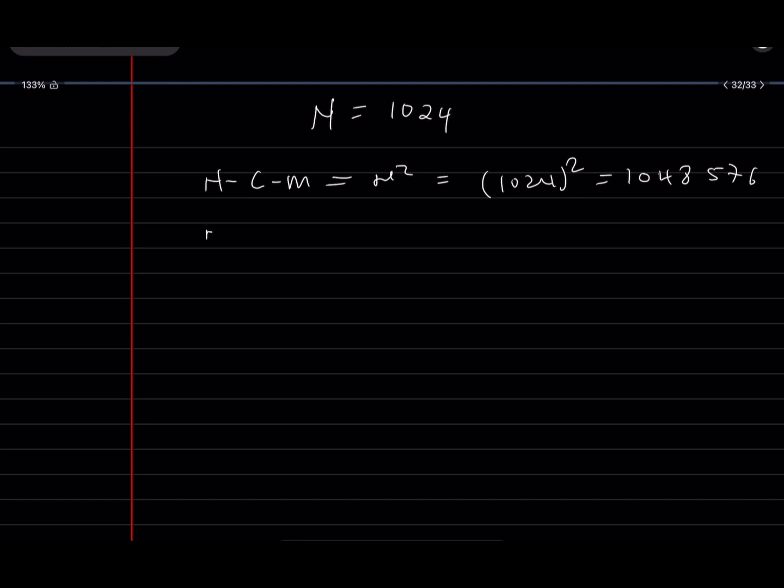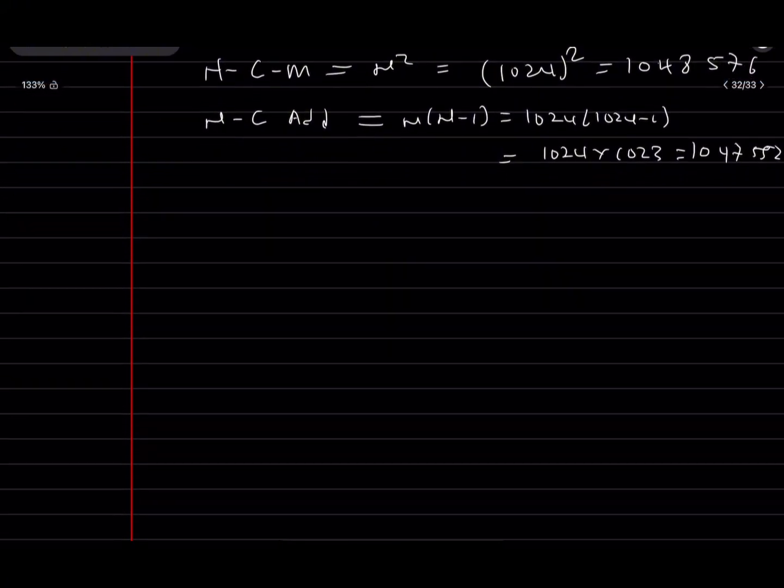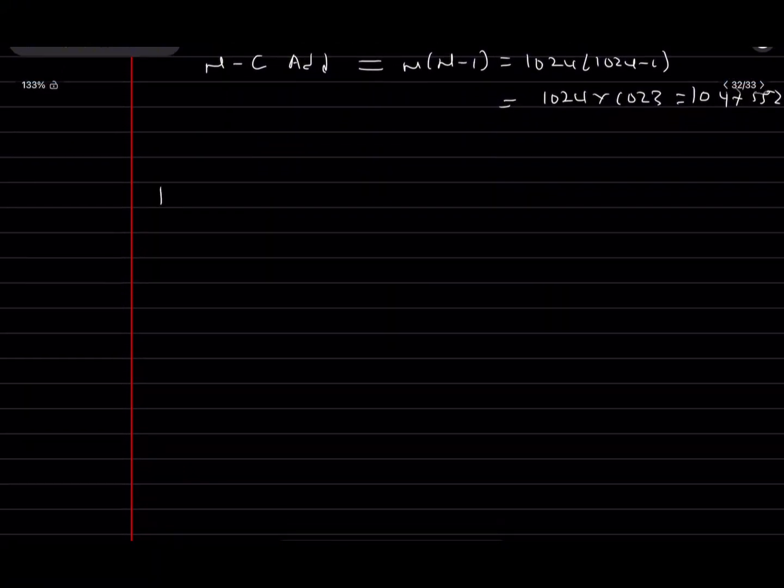When we come to the number of complex additions, we are going to get n(n minus 1), which is equal to 1024 times (1024 minus 1), right? So when we do this, we get 1024 times 1023, which will give us 1,047,552, right?